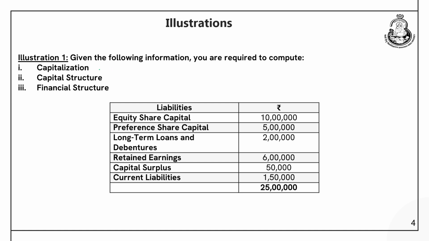So, first let us understand capitalization, then capital structure, then financial structure. Here you have all the liabilities of a company. You have the equity share, preference share, long term loans and debentures, retained earnings, capital surplus, and current liabilities. The total liabilities of the company here is given as 25 lakhs, right.